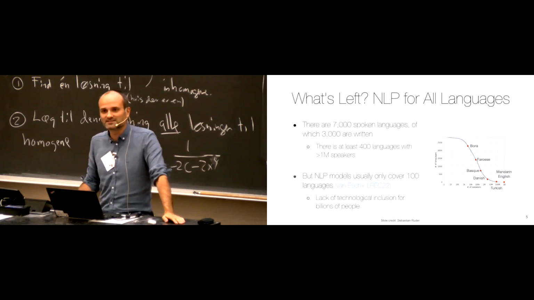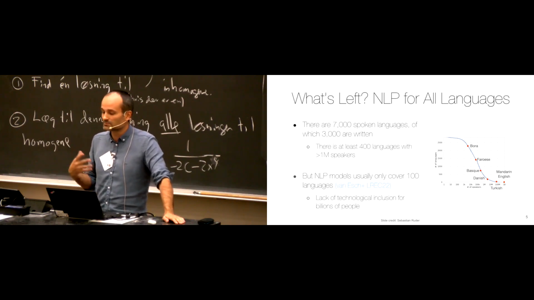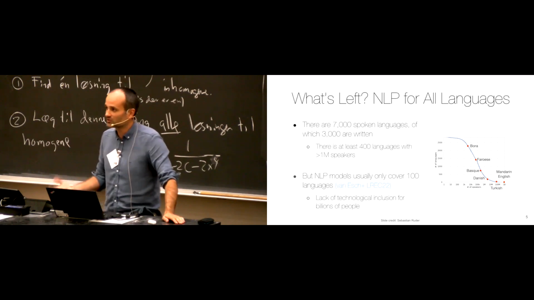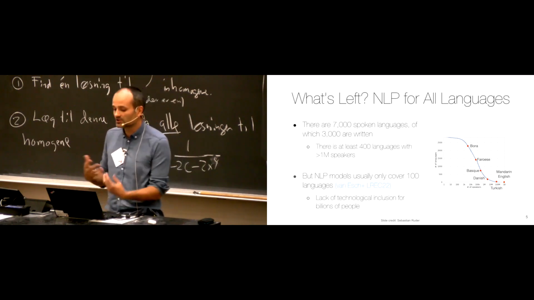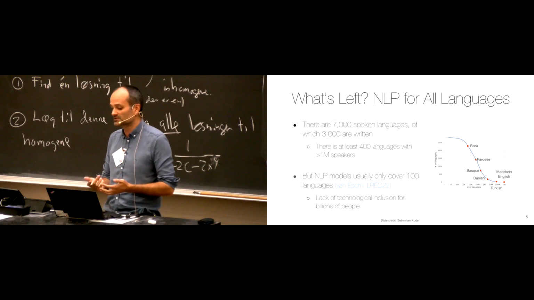And for us, it's developing natural language processing for all languages. There are about 7,000 languages in the world, of which 3,000 are written. And there's more than 400 languages with 1 million speakers. And natural language processing models typically only support 100 languages, which gives technological exclusion for billions of people.